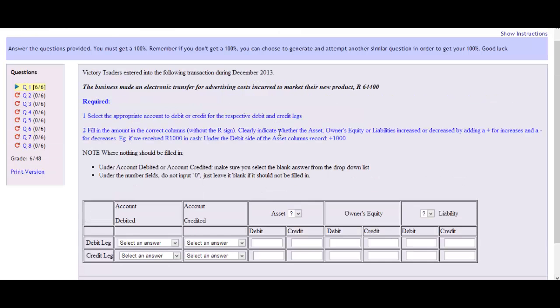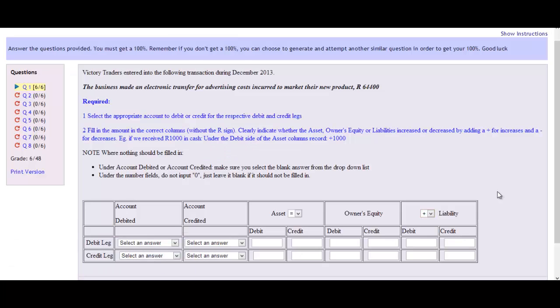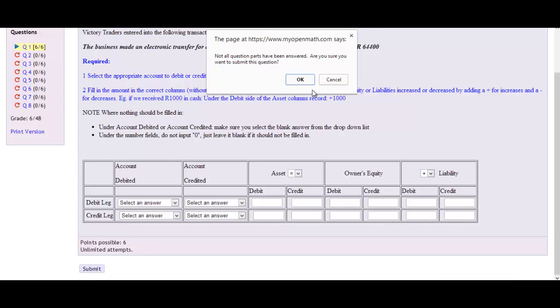I just want to show you what happens should you accidentally get a mistake and not get your 100%, and now you can select a similar question. So firstly, the accounting equation: assets equals owner's equity plus liability. That you should know from the accounting equation. So there we go. Let's say we forget to fill in anything else and we say submit. There's a little box that pops up that says not all question parts have been answered. Are you sure you want to submit this question?